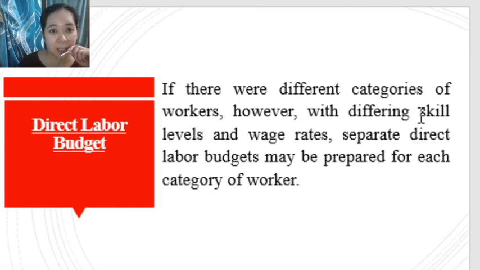However, if these categories are based on the skill levels and of course the wage rate, or they belong to different production processes, like in our second example, where we have the mixers and the shapers, then we will need to prepare separate direct labor budgets for each category of workers. So this is how you prepare your direct labor budget.